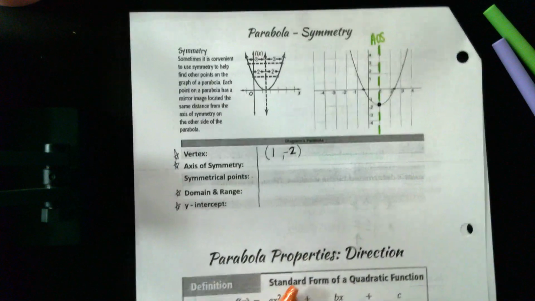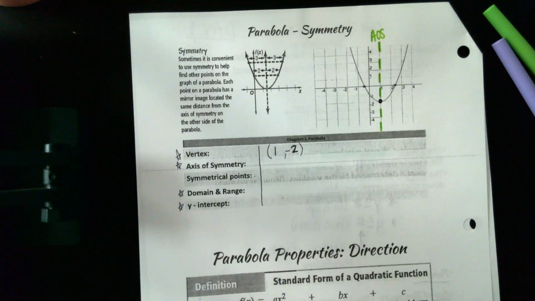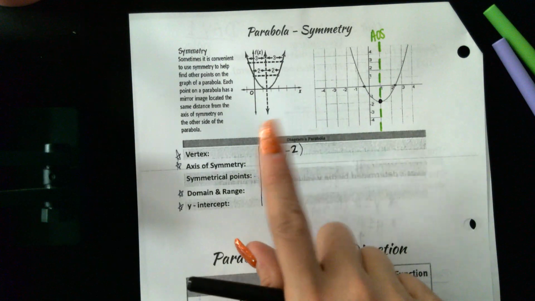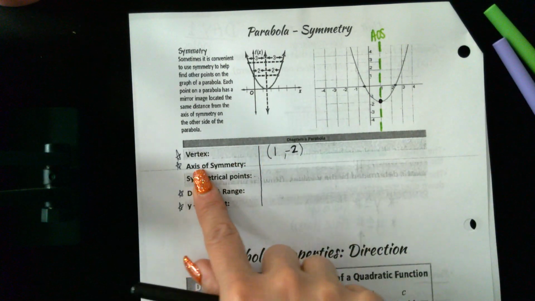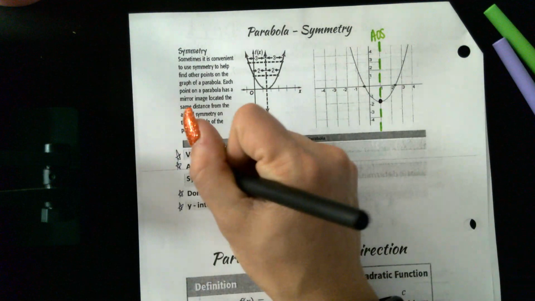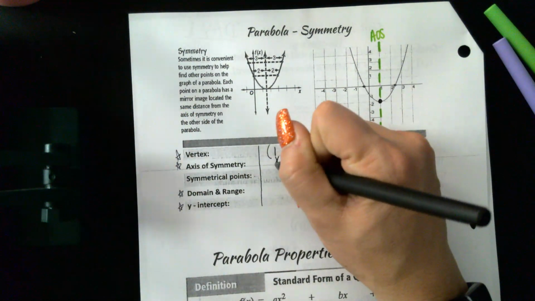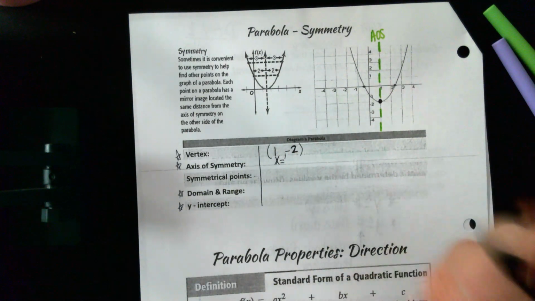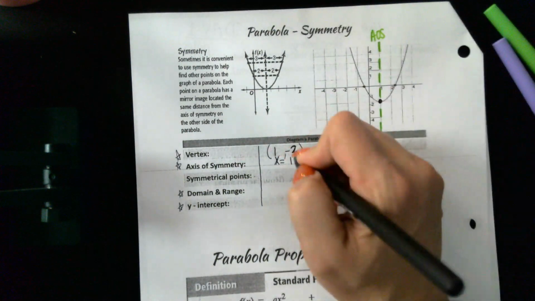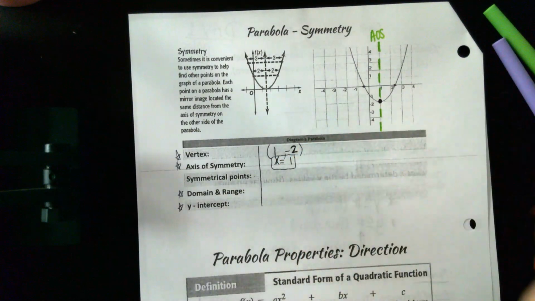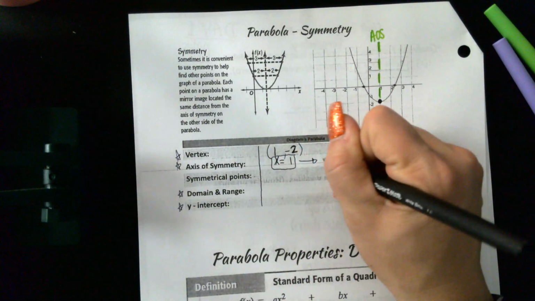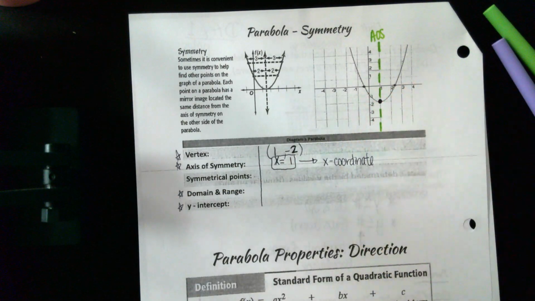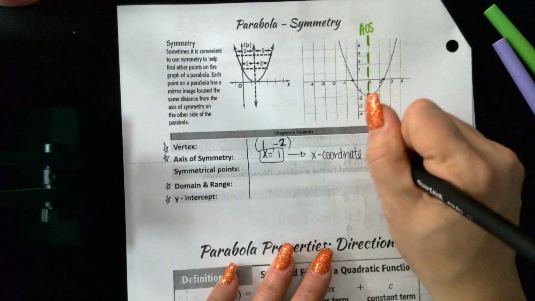Now that vertex is extremely important because it gives you two things. See this x coordinate right here, that 1? That right there is the number that goes with your axis of symmetry. So the axis of symmetry, you have to put x equals, and then you just write the x coordinate of your vertex, which is 1. So this would be x equals 1. It has to be an equation like that. So x coordinate of the vertex.